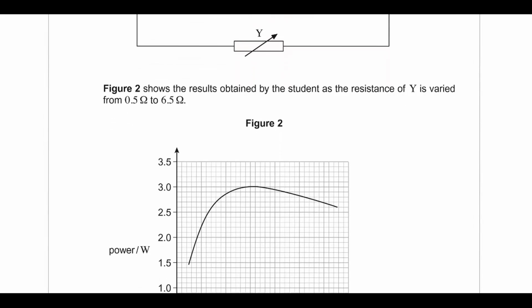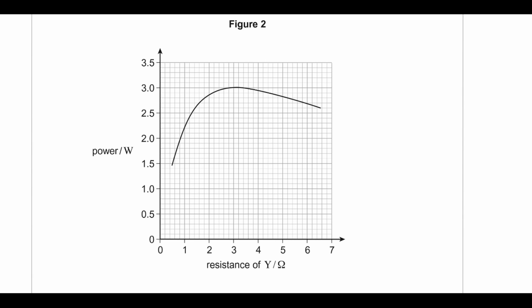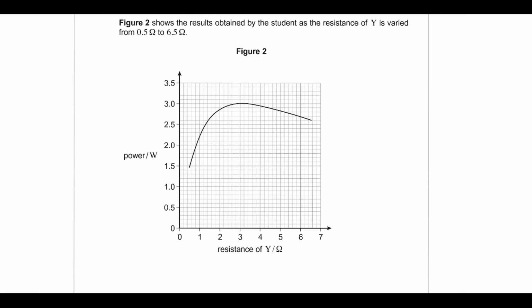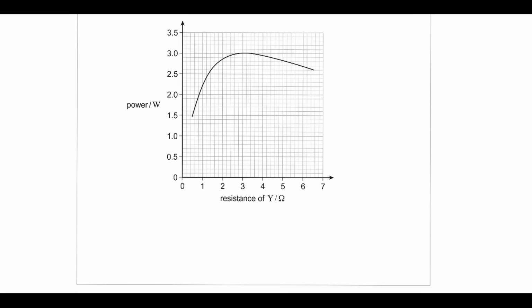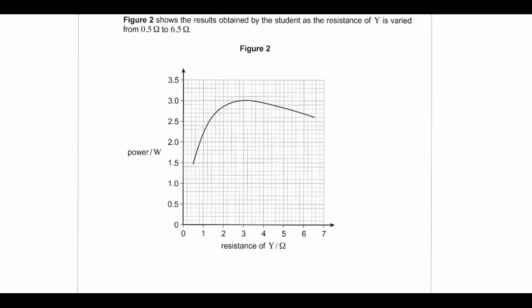Okay, and this is the graph obtained when the resistance is varied from 0.5 to 6.5. So let's identify a few key features that might be necessary here. Okay, so we've got a maximum power of 3 when the resistance is 3. Okay, let's go.